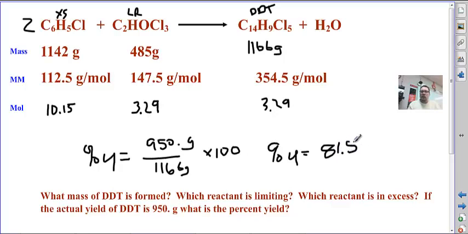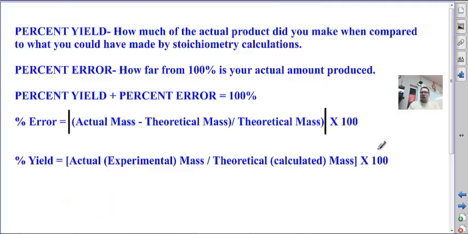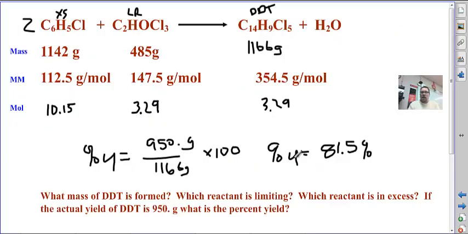Okay? All right? Which means that you're looking at an 18.5% error. So this is not a great yield in the world of industry. There's a little bit of error, but that goes back to the fact that these are opposite sides of the coin. I had 81.5% yield, which is then 18.5% error.